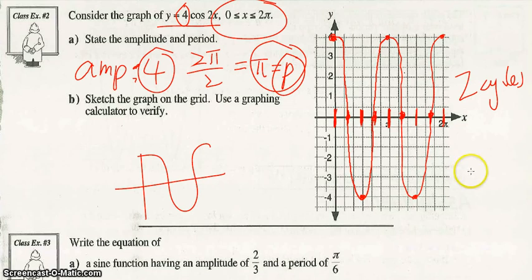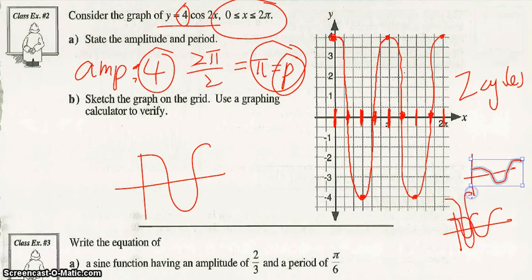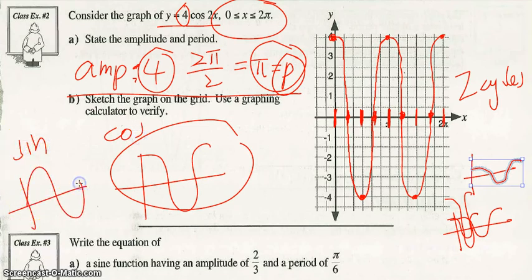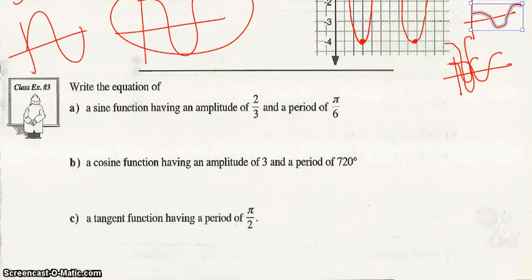I prefer this way rather than transformation, where you have a graph, and then you compress it, and then you expand it. I think you don't actually need to do that. Just knowing the amplitude and period, you draw it right away because you know the shape. All cosine graphs look like that. All sine graphs look like this. Well, let's look at another example.